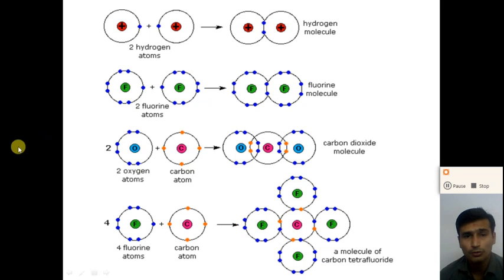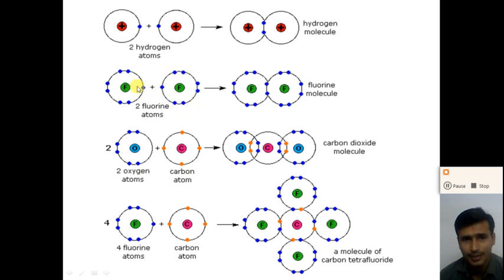So in the two fluorine atoms, one pair of electrons is shared and forms one covalent bond, right? So in this, 2, 2 and 2 and 1, that is the 7 electrons in the outermost orbit. In the other fluorine atom, 7 electrons, right?